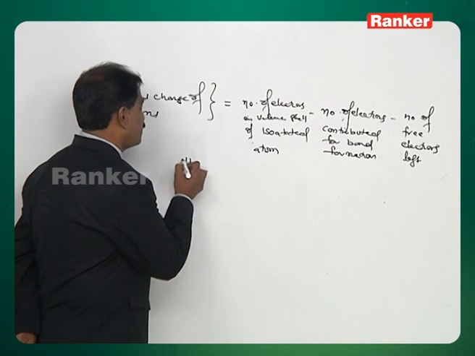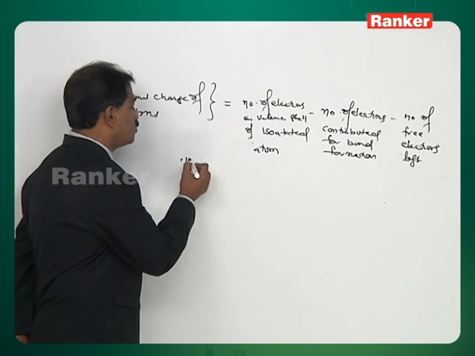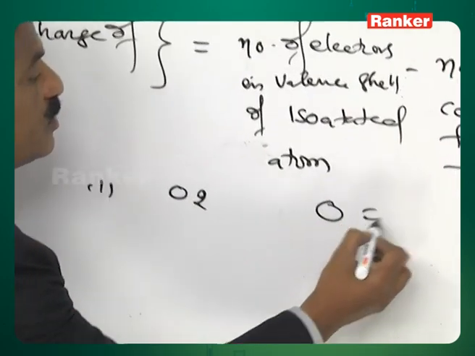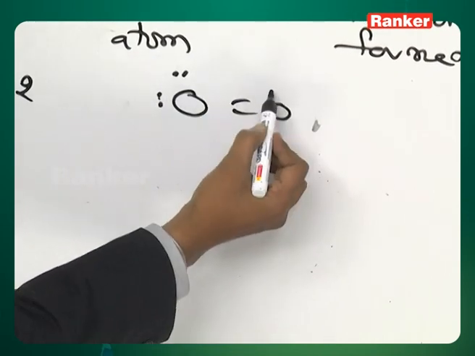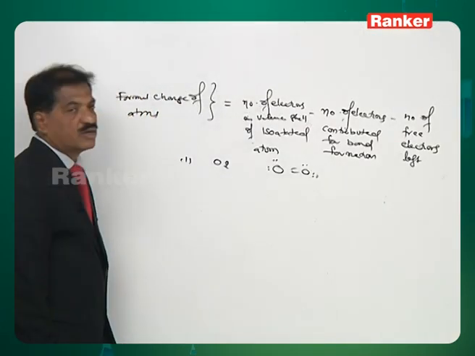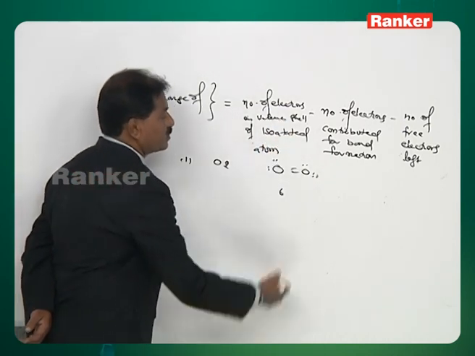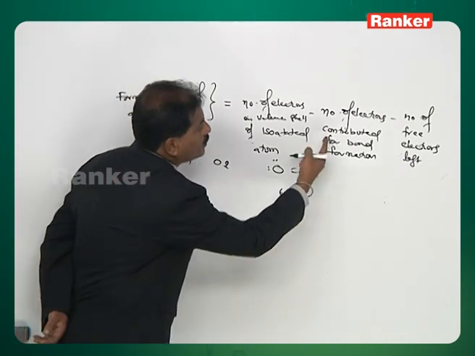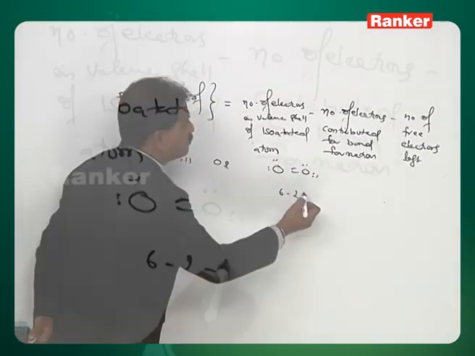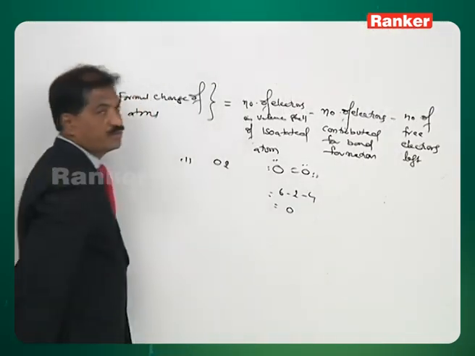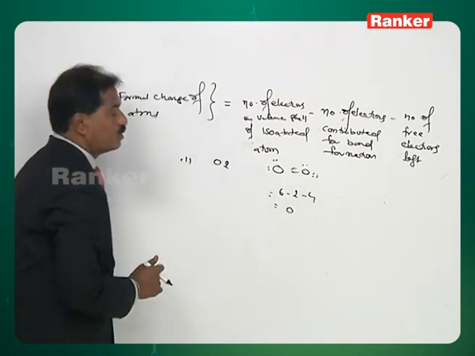Let us say, for example, first let us apply this principle for the calculation of the formal charge of oxygen present in the O2 molecule. So, this is the O2 molecule. Here one lone pair, another lone pair. Here one lone pair, here another lone pair. That means at each oxygen, 2 lone pairs of electrons are present. Number of electrons in valence shell of the isolated atom, 6. Minus number of electrons contributed for bond formation, 2 electrons. Number of free electrons left, 4. So, the charge left over the oxygen is 0. This is the actual charge carried by each oxygen atom in the O2 molecule.